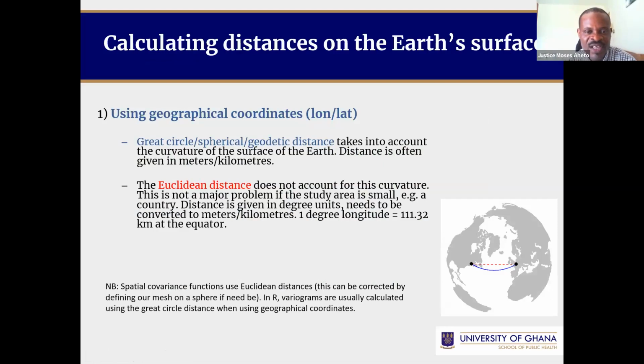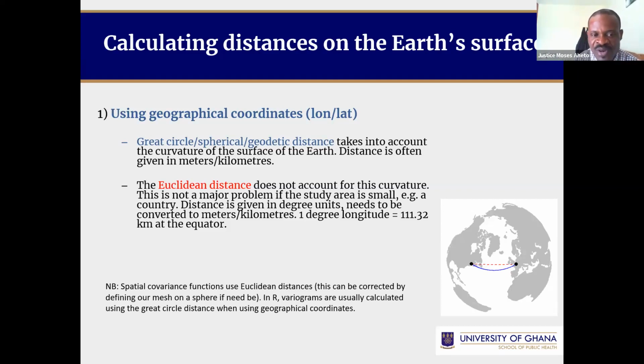Now, using geographical coordinates, that is latitude and longitude, the great circle, or spherical, or geodetic distance, we say this one takes into account the curvature of the surface of the Earth. That's why we have it in degrees, okay? And distance is often given in meters or kilometers the moment we convert from the longitude and the latitude.